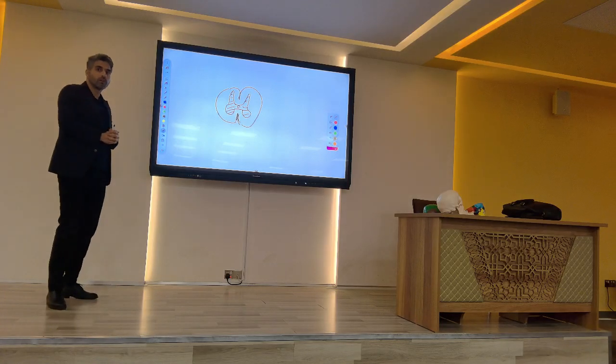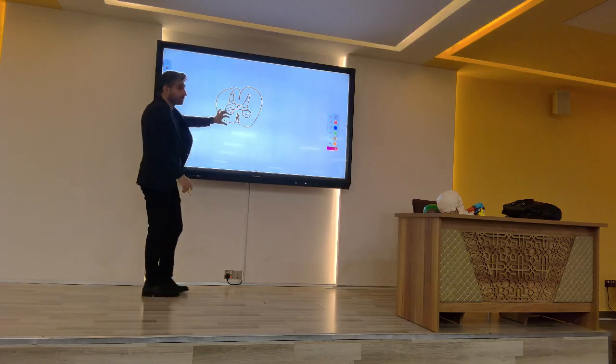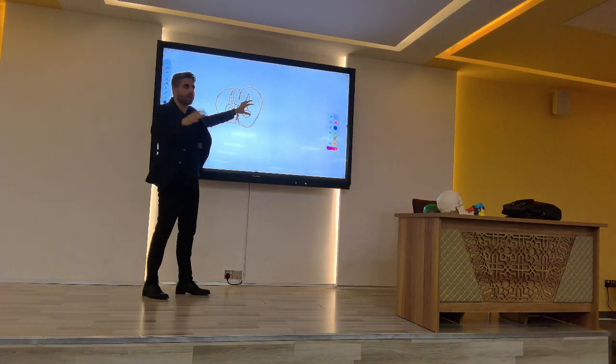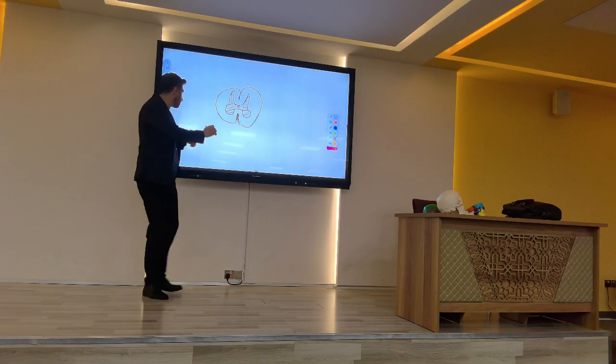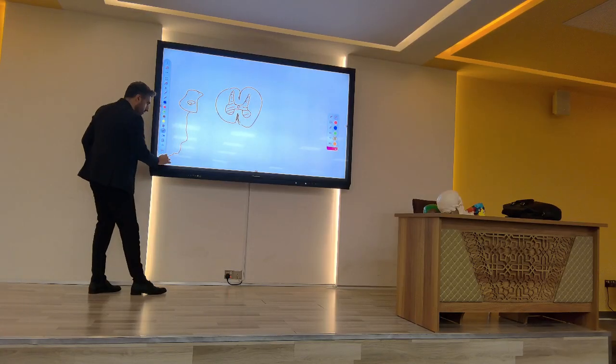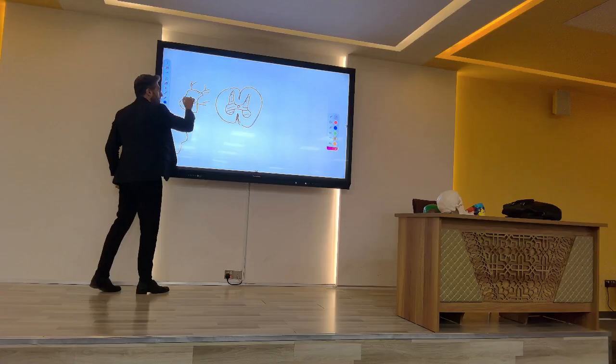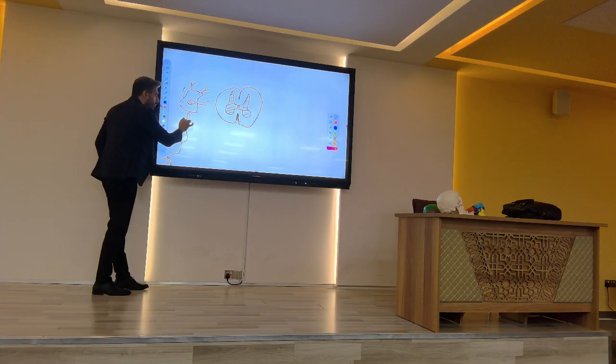Because of what? Myelin. So yes, this white area in the brain and in the spinal cord is white because it has myelin. Myelin covers the axons. Look at here again. This is a neuron. This is the axon. These are dendrites. Axons have myelin.